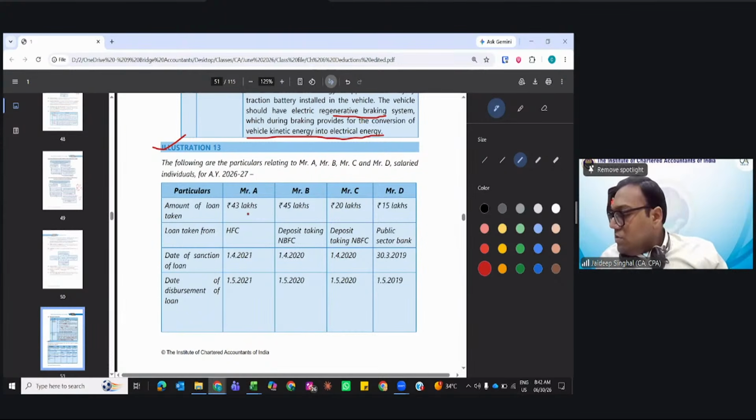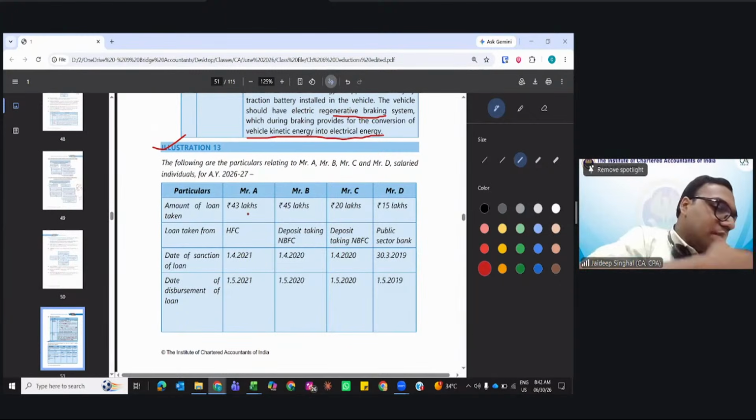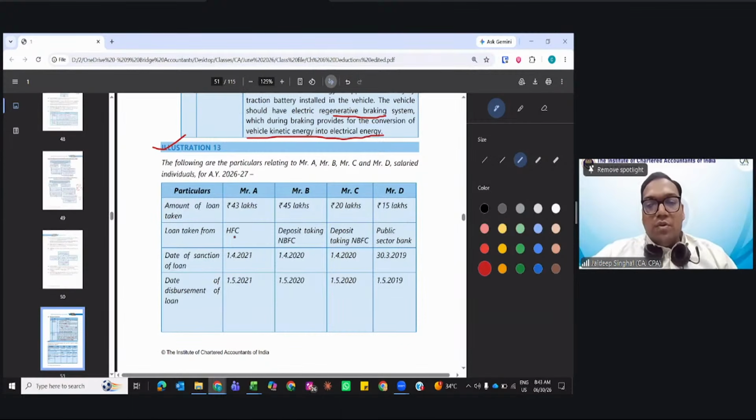Amount of loan. There are 4 persons, Mr. A, Mr. B, Mr. C, and Mr. D. Let's solve for Mr. A. Mr. A has taken a loan from a Housing Finance Company. The date of sanction is 1st April 2021.